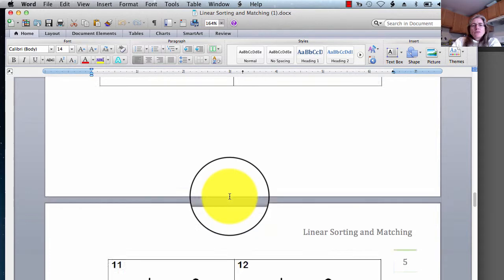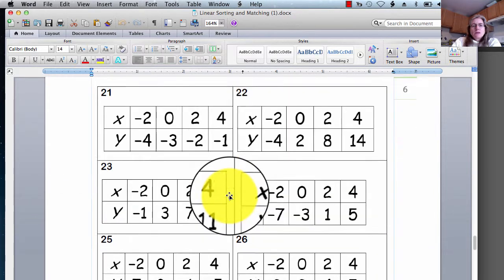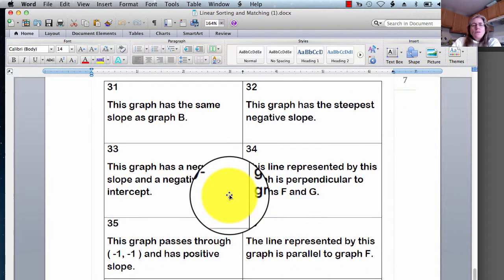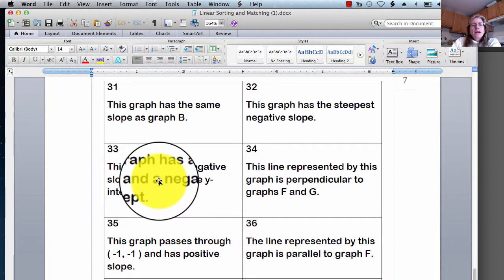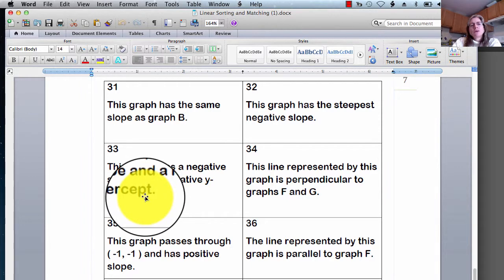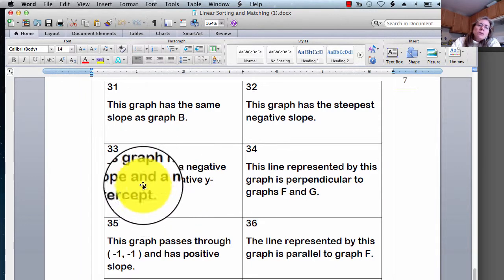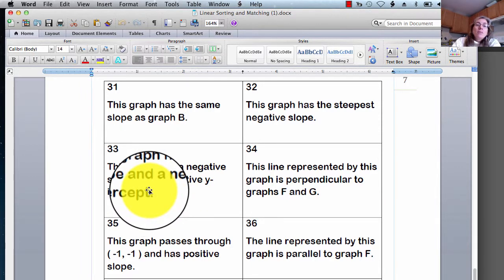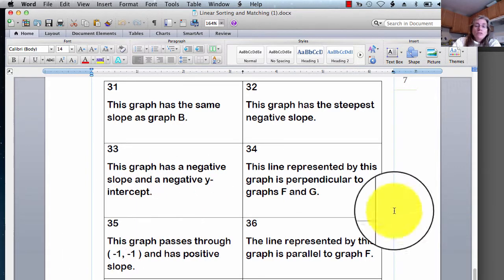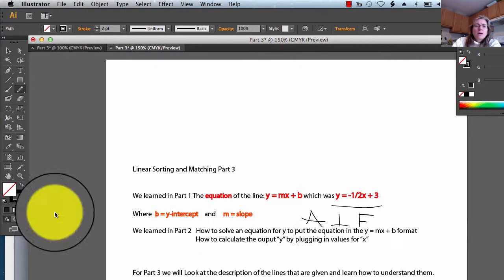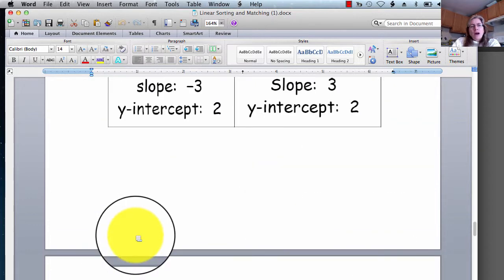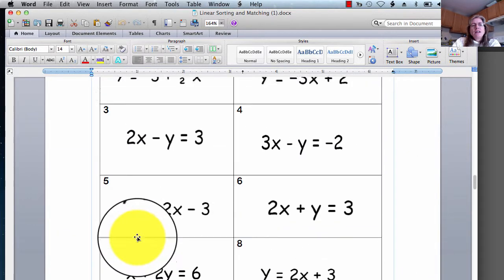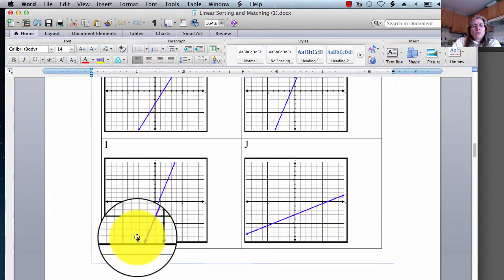Let's look at some other descriptions. If we have, this graph has a negative slope and a negative y-intercept. Well, in this description, you're going to look for a picture that has a negative slope, which, as you should remember, will be any graph whose line is going down like a ski slope.